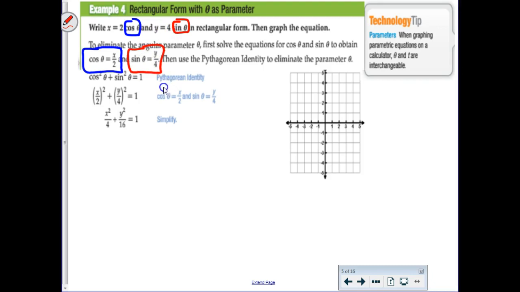Now, think to yourself, why would I possibly want to do that? Well, we're going to come back to an old friend. Remember this guy? That's a Pythagorean identity. That is just a true statement from trig. It's been proven for many, many millennia now, where cosine squared plus sine squared equals 1. So instead of saying cosine, remember, cosine of theta is the same thing as x over 2 in this problem. So they plug that in for cosine. They plug in y over 4 for sine. And then they squared the fractions. So that's how they're getting x squared over 4 plus y squared over 16 equals 1.